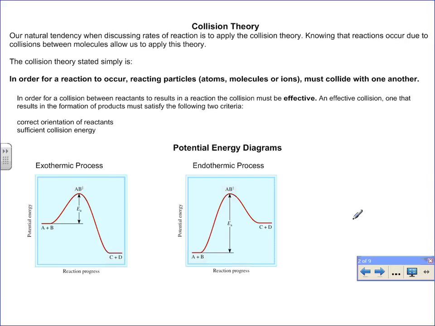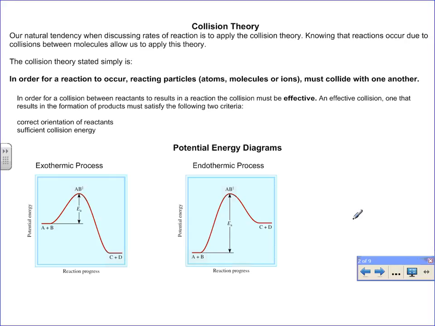Now when we're looking at rate of reaction, we do have a natural understanding of how we can make a reaction go faster. It comes from the fact that we know that for a reaction to happen, molecules need to collide with one another. So we're going to use what's more formally called the collision theory to help us to understand the rate of a reaction. We know that in order for a reaction to occur, the molecules must collide with one another.